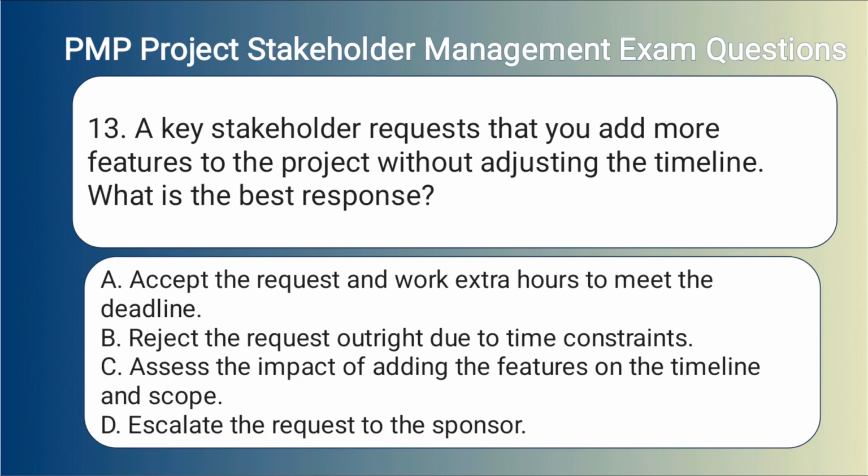13. A key stakeholder requests that you add more features to the project without adjusting the timeline. What is the best response? A. Accept the request and work extra hours to meet the deadline. B. Reject the request outright due to time constraints. C. Assess the impact of adding the features on the timeline and scope. D. Escalate the request to the sponsor.